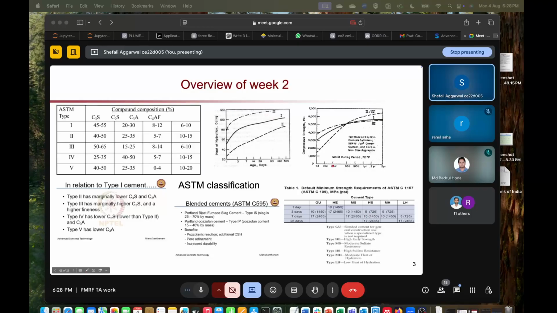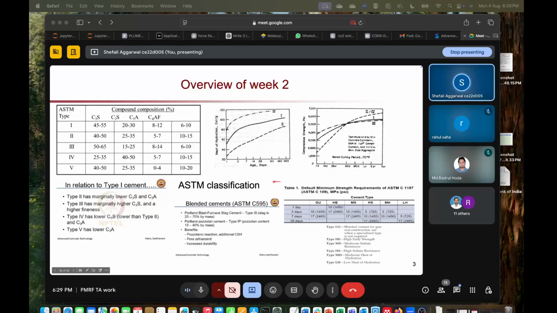If we talk about compressive strength, type 2 and type 4 will have a higher compressive strength after 1 year or so, while in the initial stage type 3 cement will have a higher strength. However, over the longer period, type 2 and type 4 will have more compressive strength. And this is normal OPC cement.